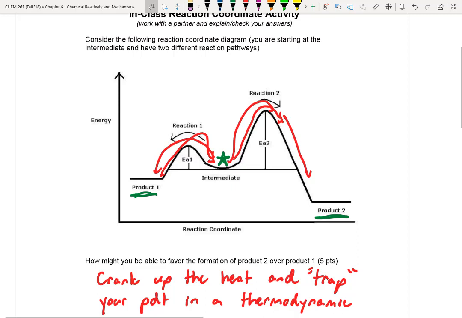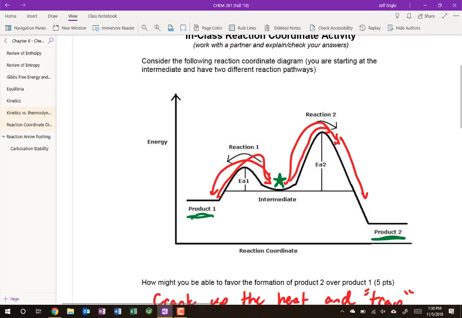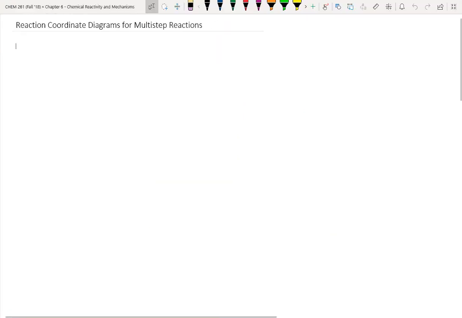All right. So now what we want to do is we want to look at more complicated reaction systems, specifically reaction systems that involve more than one step. So I'm going to keep this pretty conceptual. Let's imagine we have starting material A going to B, which is our intermediate, going to C, which is our final product. So this is a two-step reaction, meaning two arrows.